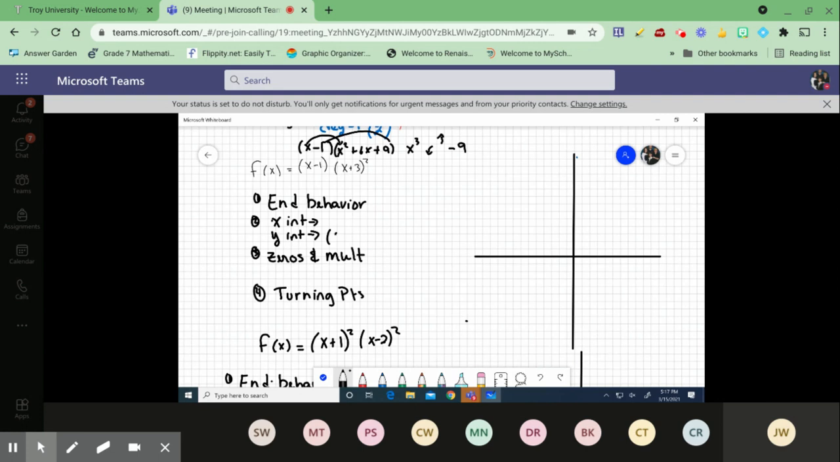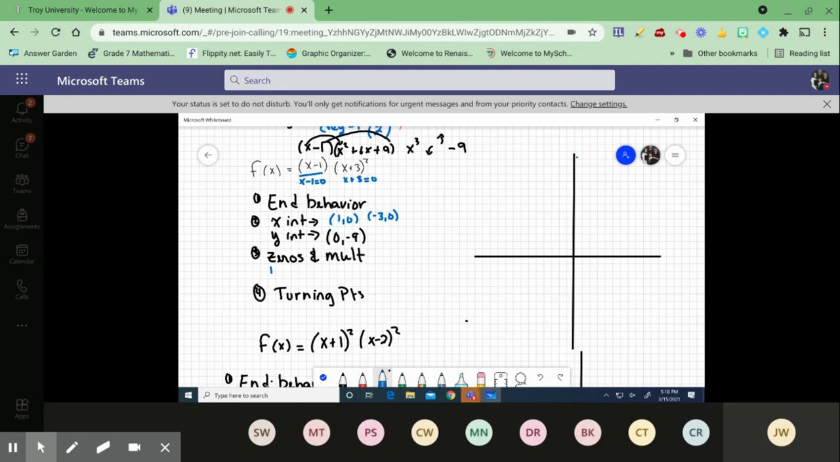So that gives me my y-intercept of 0, negative 9. My x-intercepts, coming from x minus 1 equals 0, and x plus 3 equals 0, are going to be 1, 0, and negative 3, 0. Those are my zeros, right? My x and y intercepts are my zeros.